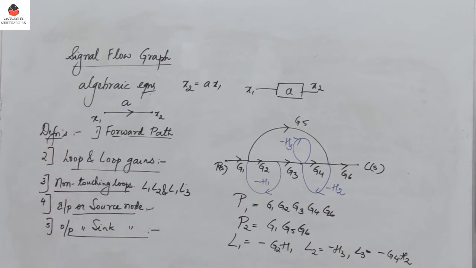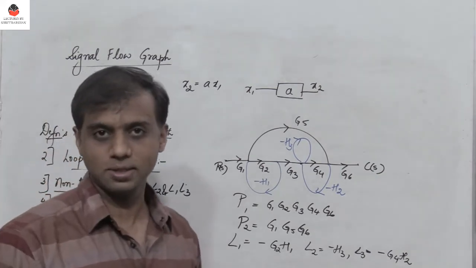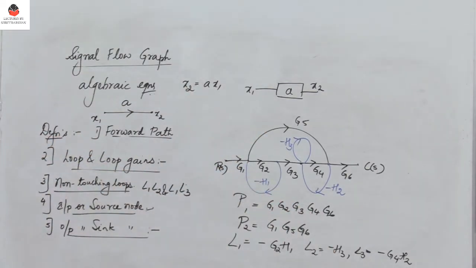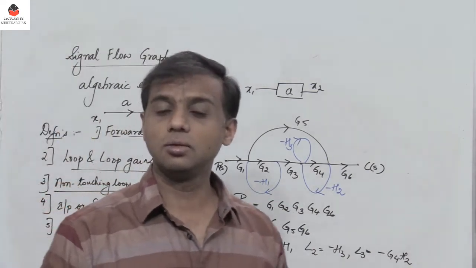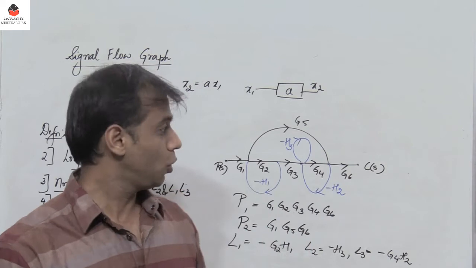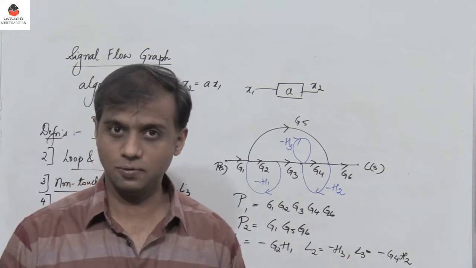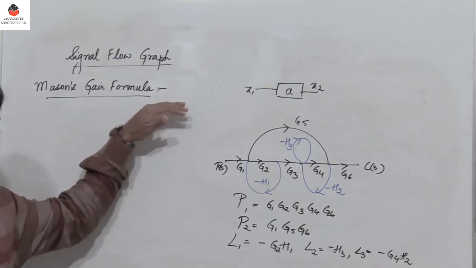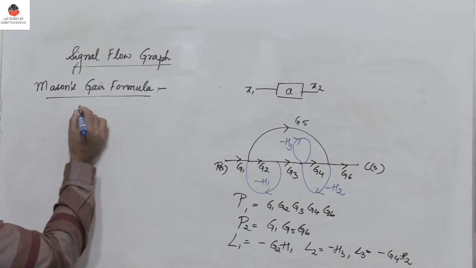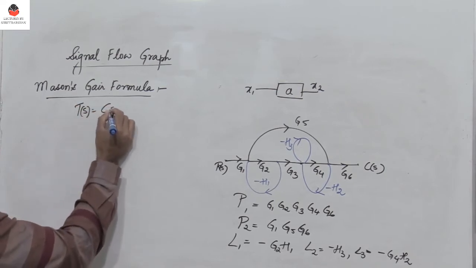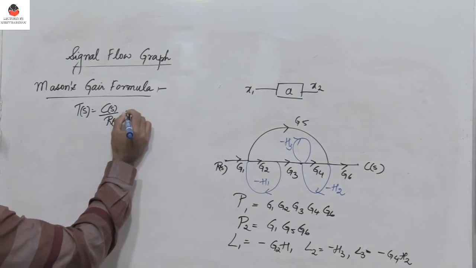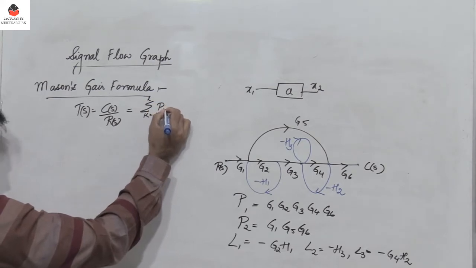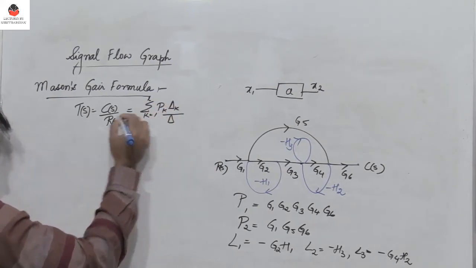Very simple. Now, in order to find the transfer function of a closed loop system, we use Mason's gain formula. Let us define Mason's gain formula, and then we'll take an example and see how we can find the transfer function of a closed loop system for a signal flow representation. The overall transfer function of a closed loop system is given by Mason's gain formula, which is defined as the transfer function T of S, which is the output C of S by the input R of S, equal to the summation K equals 1 to L, Pk delta K by delta.